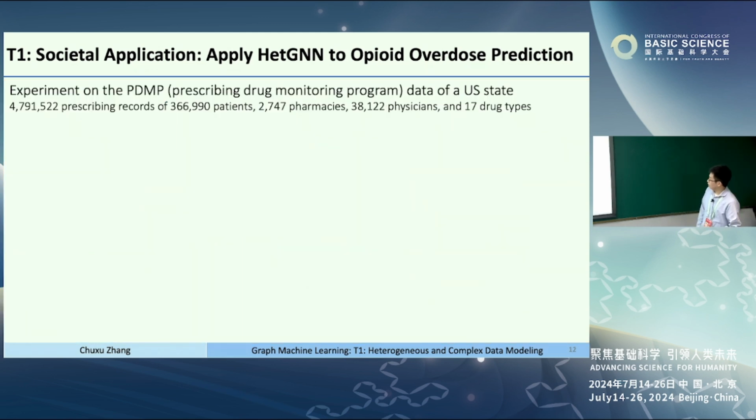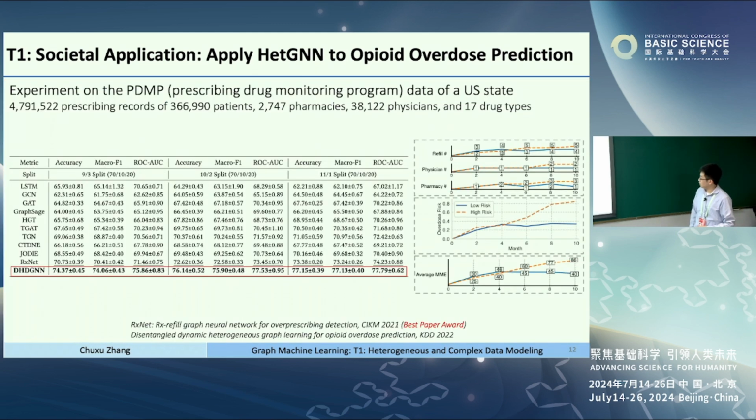Okay, so here are some experimental results on the real PDMP data. That is the real prescribing data from US states. Here you can see the performance. This is the name of our model. We can outperform all kinds of baseline methods, like sequential models, general graph neural network models, heterogeneous graph neural network models, temporal graph neural network models, and also some problem-related models.